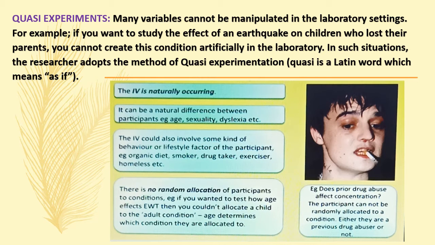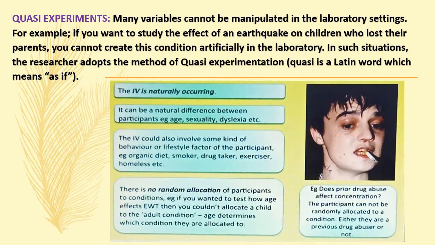So here in a quasi experiment, the independent variable is naturally occurring. We are not manipulating it. It can be a natural difference between participants, for example, age, sexuality, dyslexia, or natural calamities, etc. The independent variable could also involve some kind of behavior or lifestyle factor of the participant. For example, organic diet, smoker, drug taker, exerciser, homeless, etc.